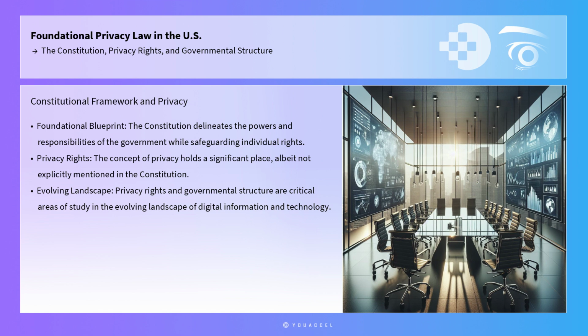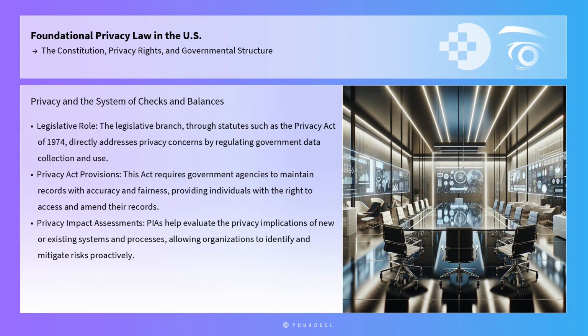Understanding this interplay involves examining the Constitution's provisions, judicial interpretations, and the practical frameworks used to address privacy issues in the U.S. The Constitution establishes a system of checks and balances among the three branches of government: executive, legislative, and judicial, each with distinct roles that affect privacy rights.